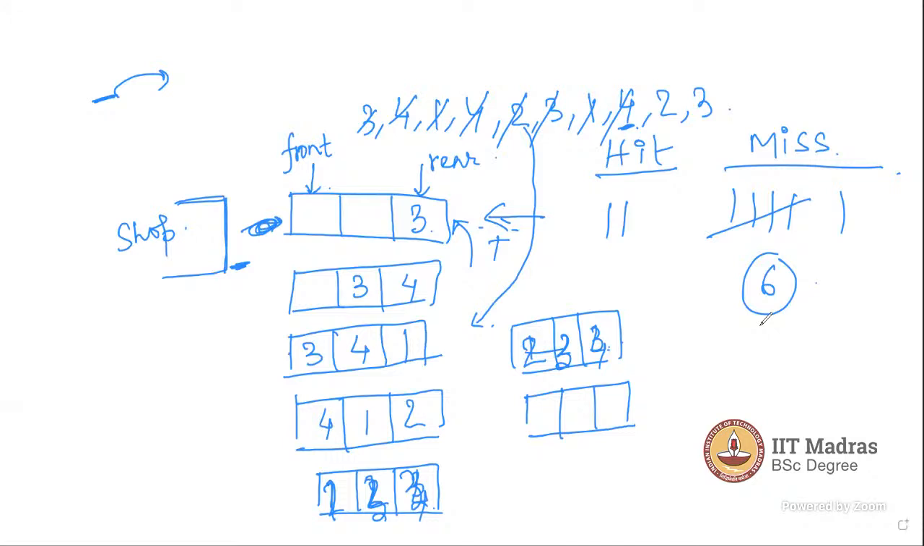Does anyone have any doubt now in this concept? Sir, but we got 9 initially and now it is 6. So what is the difference? Initially, the buffer is empty, right? So those 3 misses also we have to consider, Pradeep, right? Okay. That is also a miss, right?